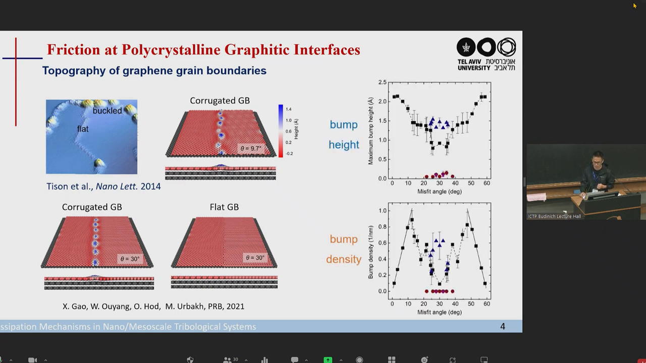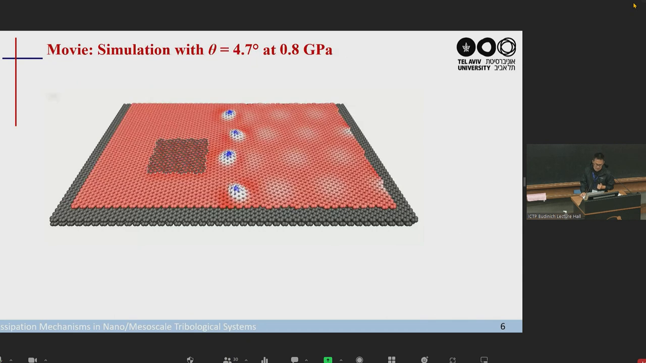Here I show you the summarized results for the bump height and bump density as a function of misfit angle. As the misfit angle increases, the corrugation height decreases, while the bump density first increases linearly and then drops due to the connection of neighboring dislocations. In the middle region of large misfit angle, we do observe a few flat grain boundary cases, and the results are symmetric with respect to 30 degrees.